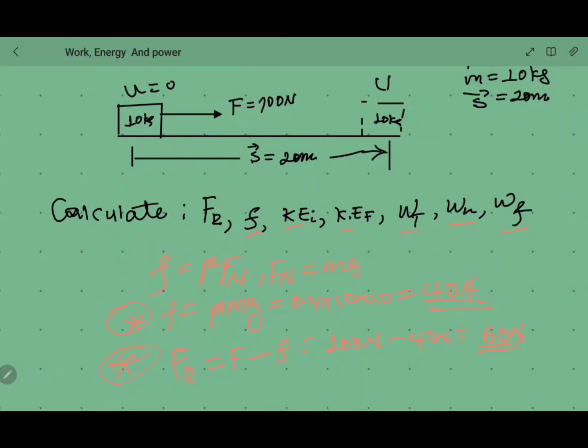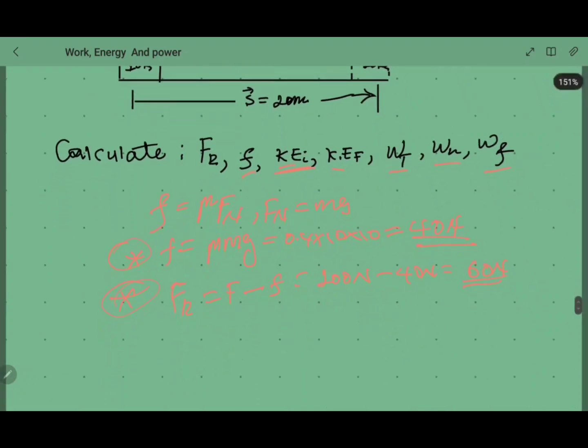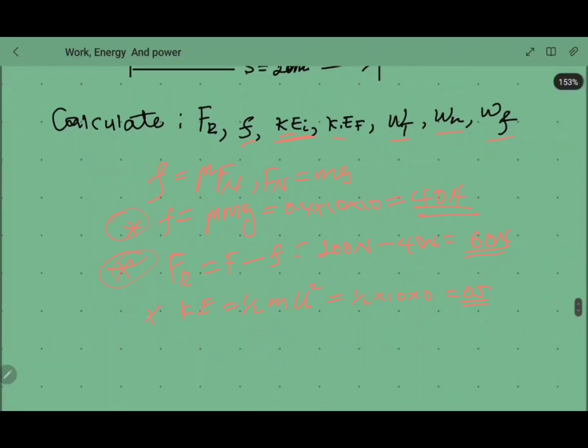The next thing is to find the kinetic energy initial. The kinetic energy initial is equal to half times the mass times the initial speed squared. But the initial speed is 0, so half times 10 times 0 gives you 0 joule. This is the initial kinetic energy, 0 joule. Then find the kinetic energy final. To get it, we need the final speed. The kinetic energy final is half times the mass times the final speed squared.